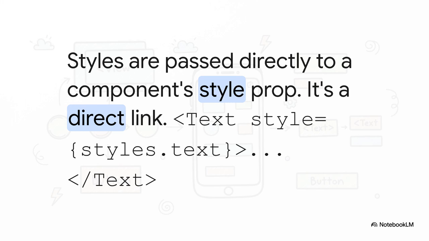Okay, cool, but how do we use these styles we just made? You just pass them directly to a component's style prop. As you can see here, we reference our styles object and then the specific style key we defined, in this case, text. For anyone with a SwiftUI background, this feels a lot like applying a modifier. It's a very direct way to link your style to a specific component.